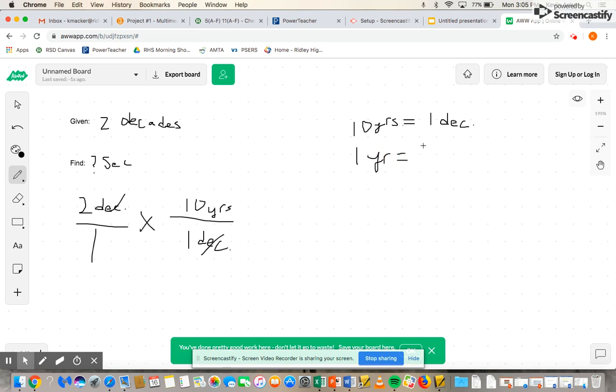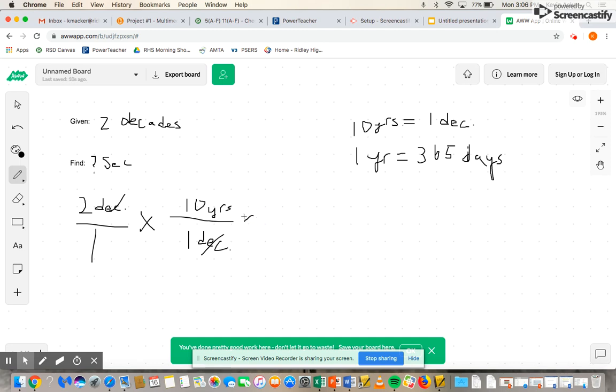There are 365 days. We're going to use the number 365 just for the sake of keeping things convenient. I know there are more than 365 days. It's really closer to 365.24 days in a year. But just for the sake of our calculations, we're going to keep it as simple as we can.